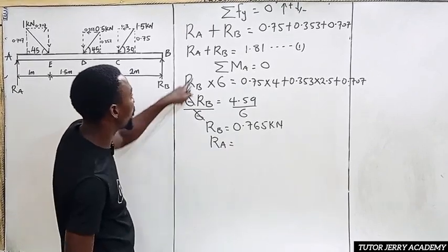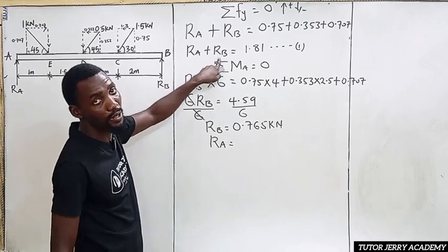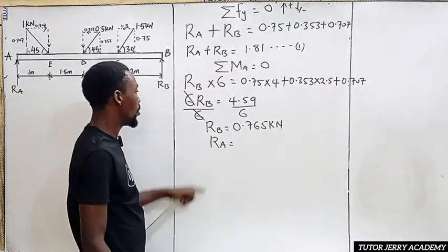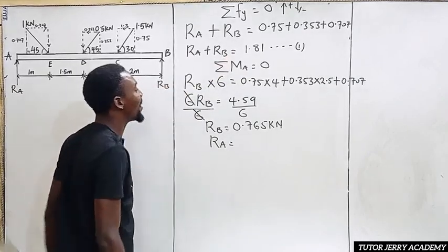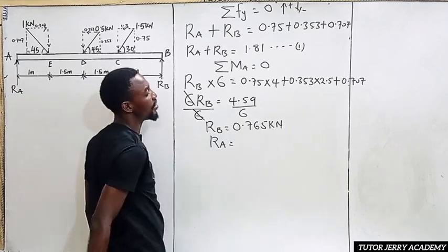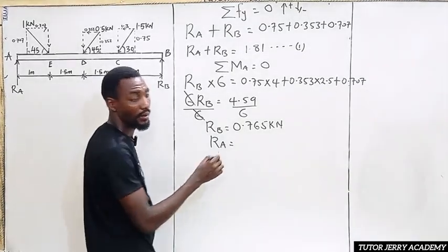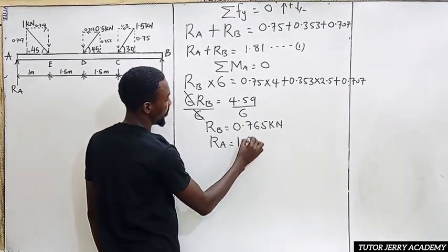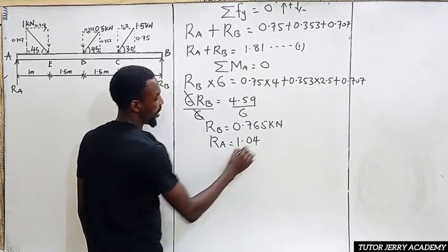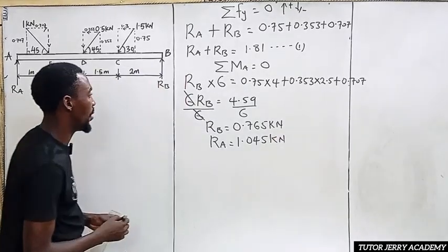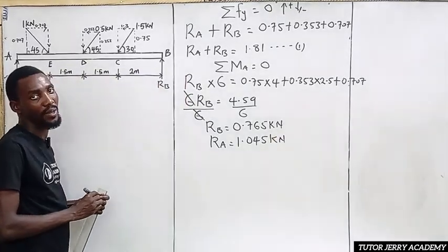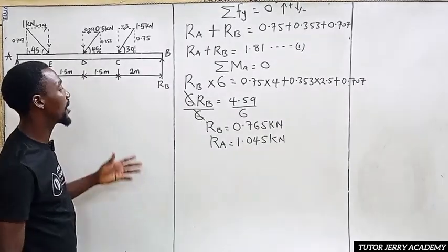Because we know from equation 1, we have RA plus RB to be equal to 1.81. So if we subtract RB from 1.81, we get RA. So 1.81 minus 0.765, we get what? 1.045 kilonewton. All right. So now, the next thing is to calculate our shear force.